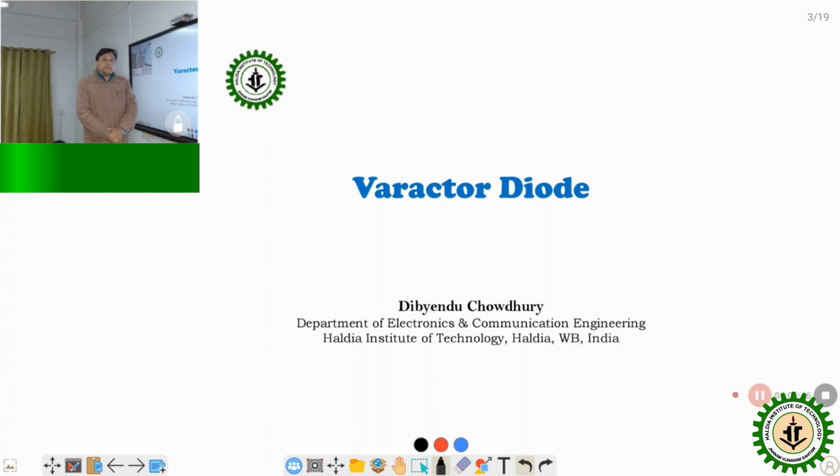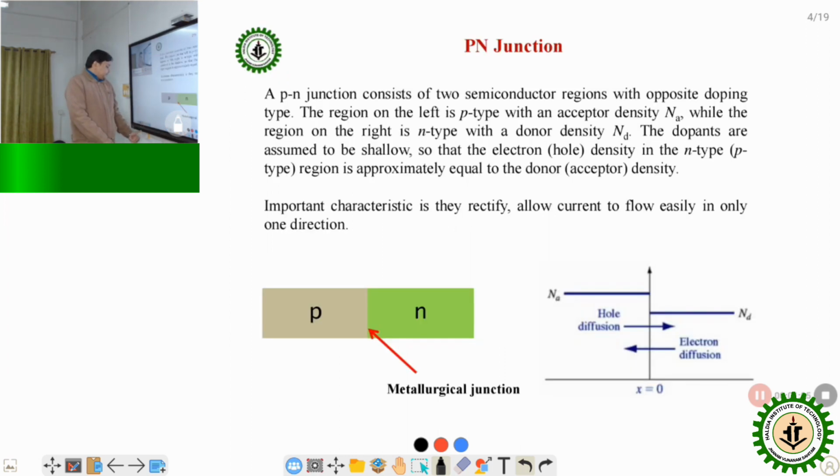Today I discuss the Varactor Diode. A Varactor Diode is basically a reverse-biased PN junction whose capacitance can be controlled by the reverse applied voltage in a controlled manner. So first we start with the PN junction.